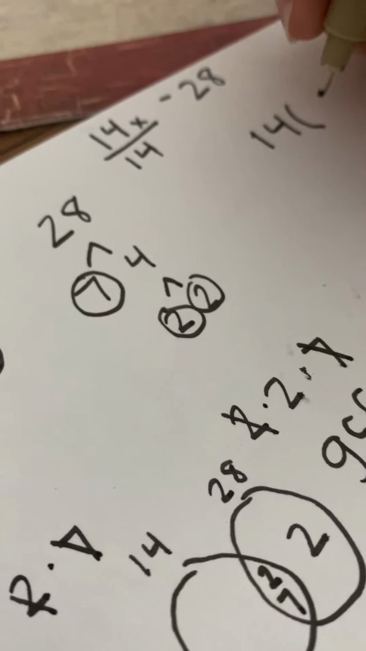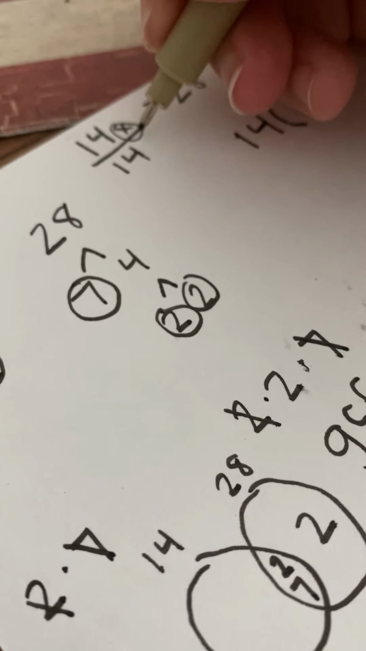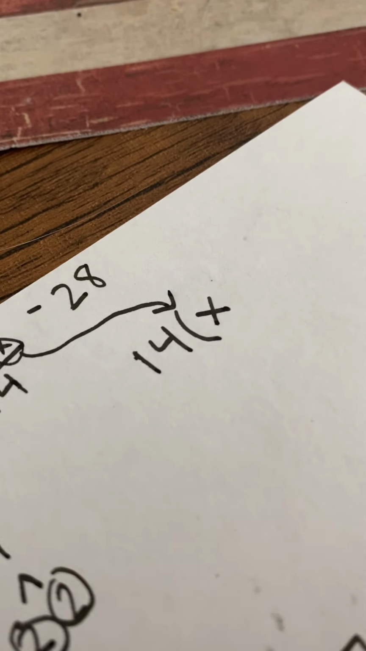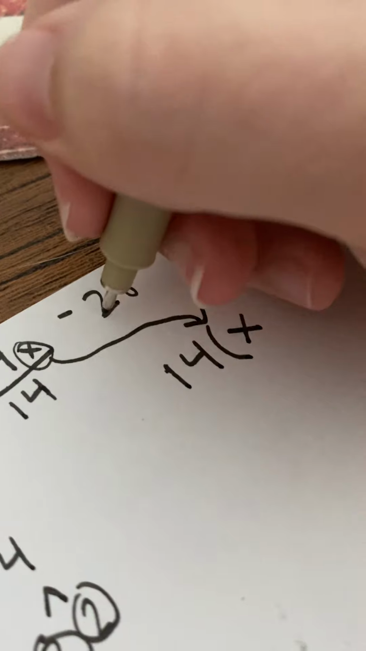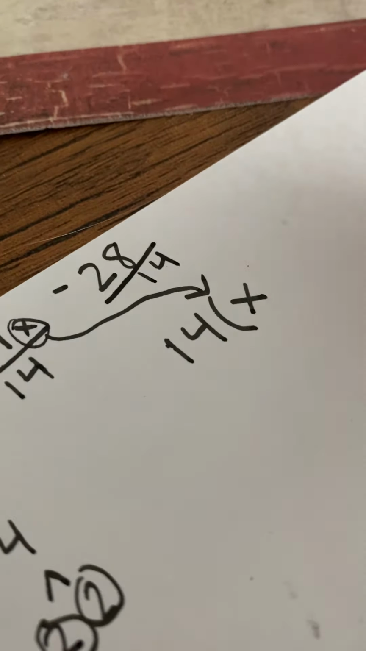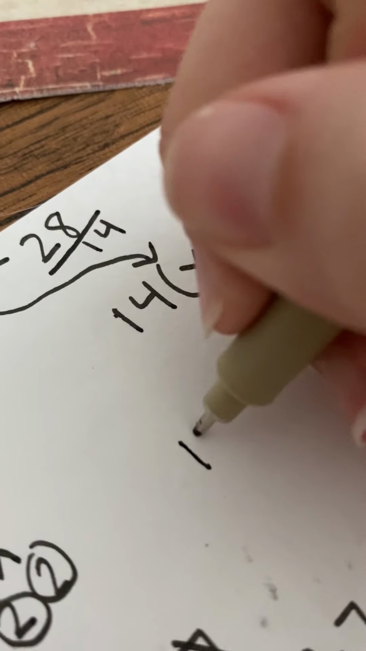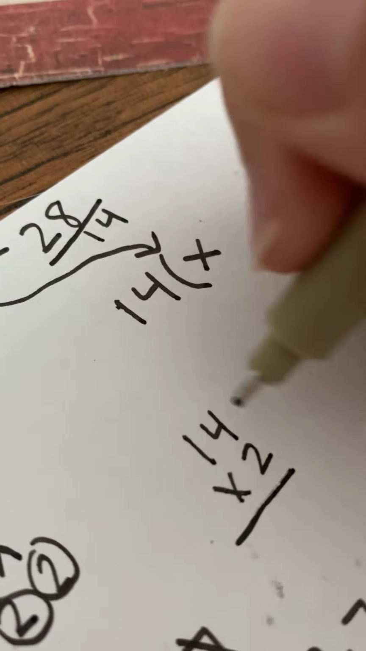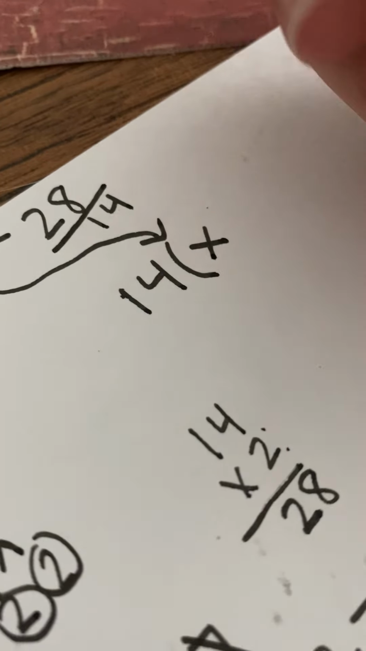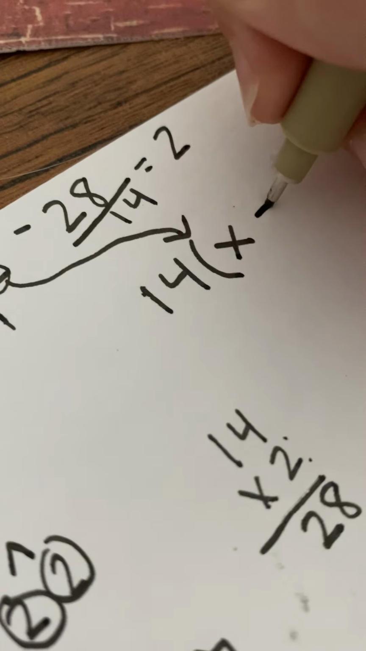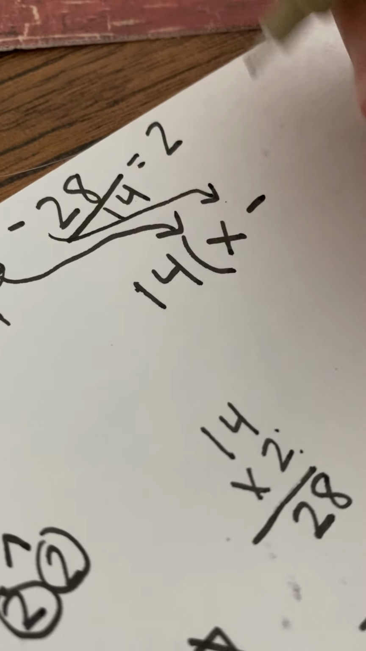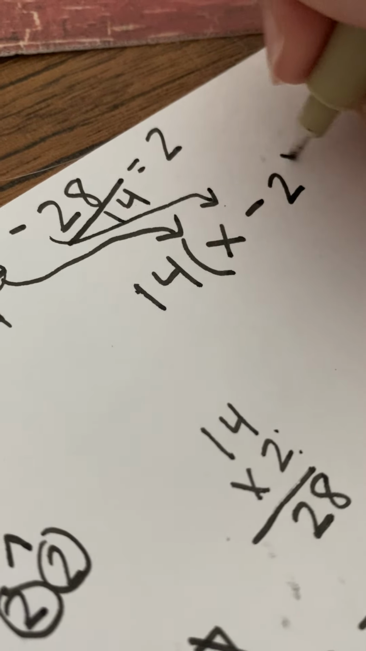14 divided by 14 is 1, but it has that x attached. We're just bringing the x over, because there's an understood 1 in front of that x. Now we're dividing 28, so 28 divided by 14. Let's just do a guess and check. I think it's probably going to be 14 times 2. 14 times 2, 28, perfect. So this equals 2. We keep our sign the same. 28 divided by 14 is 2.